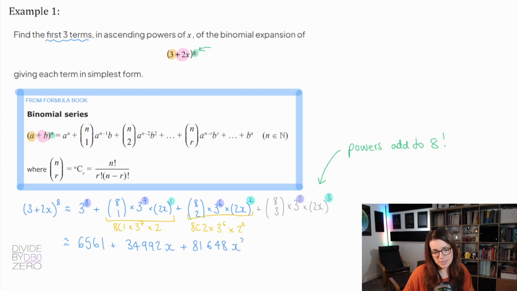And that will be 81,648x^2. And then we don't actually need the fourth term for this question, but if you did want to work it out, it would be 8 choose 3 times 3^5 times 2 cubed, and then x^3. But the answer in blue there is all we need.